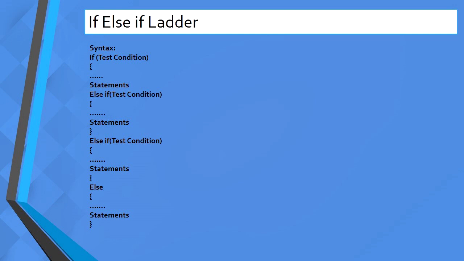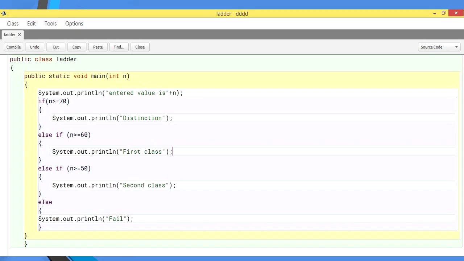So when more than one condition is to be satisfied, you have to use the if else if ladder. First, you have the if condition, followed by the condition statements. You can see the syntax I have placed on the screen. Let us discuss it with the program.